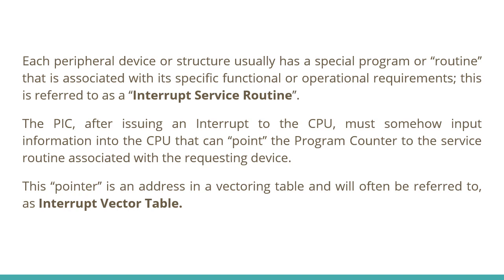Now, the programmable interrupt controller, after it issues an interrupt to the CPU, has to somehow pass information to the CPU so that the CPU can point its program counter to this particular interrupt service routine. This pointer which the PIC passes is usually an address in a vectoring table, and this vectoring table is often referred to as the interrupt vector table.